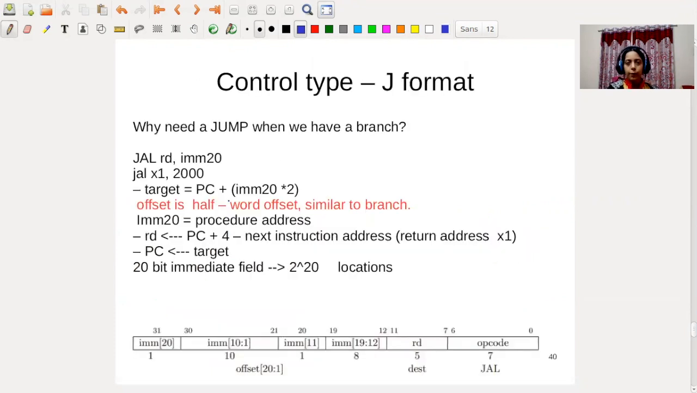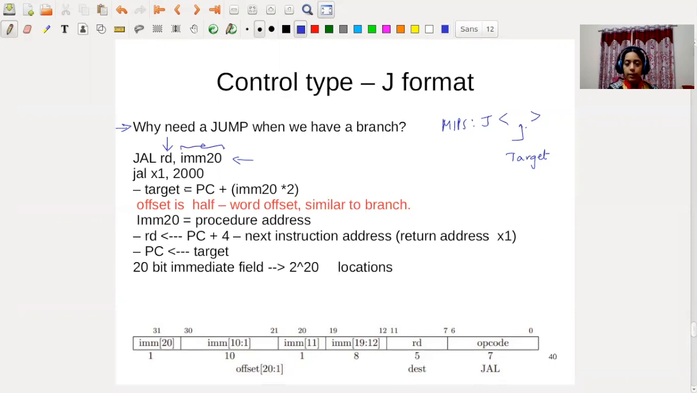So lastly, you have the J format for the jump. And I think it is obvious why we need a jump in addition to the branch instruction. So the format for jump is, in MIPS you had just a J and jump to a certain target. In RISC-V you have JAL, you have an RD destination field, and then you have a 20-bit immediate.